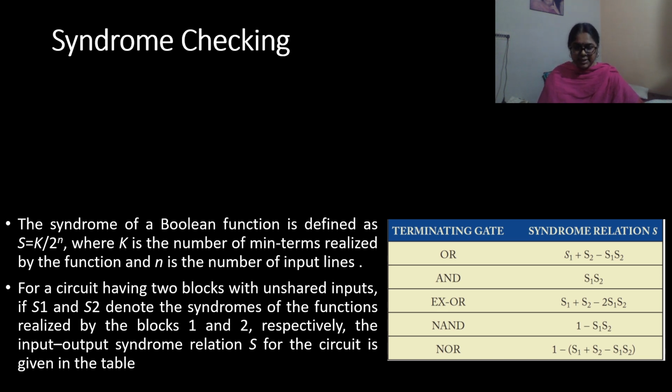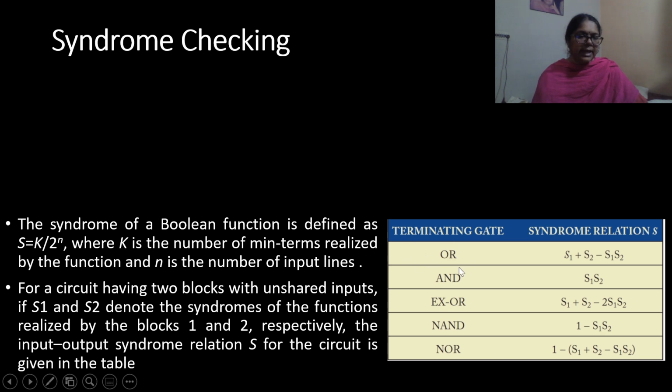The input-output syndrome relation of a circuit having various interconnected blocks depends upon whether the inputs to the blocks are disjoint or conjoint, as well as on the gate in which the blocks terminate. For a circuit having 2 blocks with unshared inputs, if S1 and S2 denote the syndromes of the functions realized by blocks 1 and 2 respectively, the input-output syndrome relation S for the circuit is given in the table.